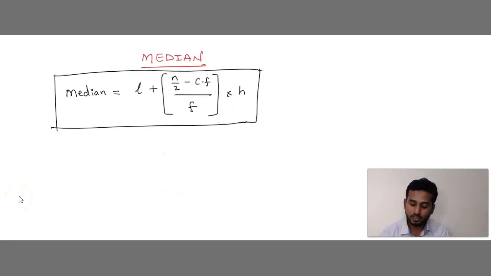Hi students, now let me continue the topic median. Here, please observe carefully. So the median formula is what? L plus (n by 2 minus cumulative frequency) by frequency, into h. I'll show you the easiest and shortcut method to solve the problems related to median.